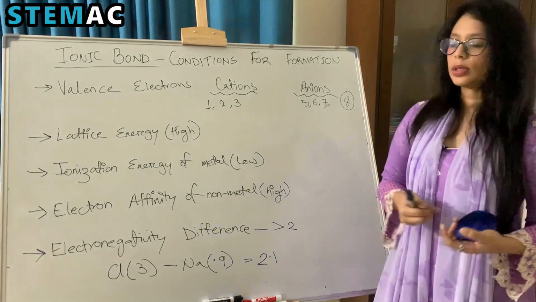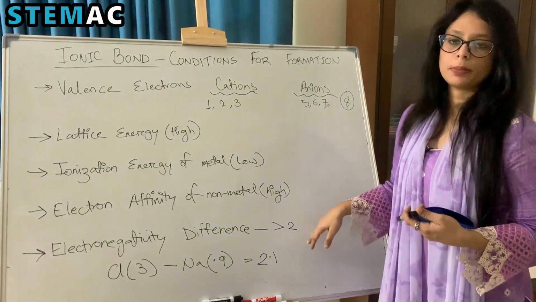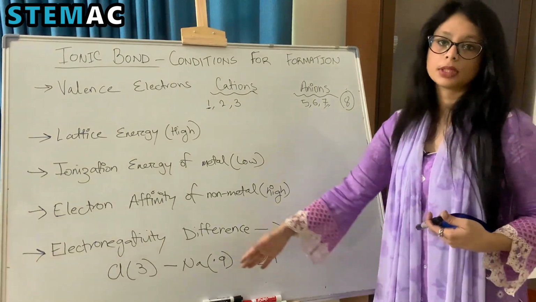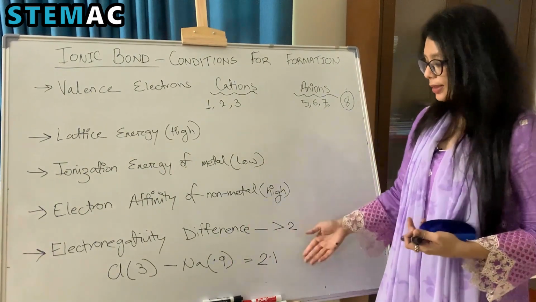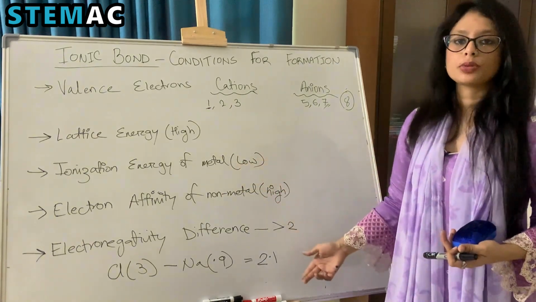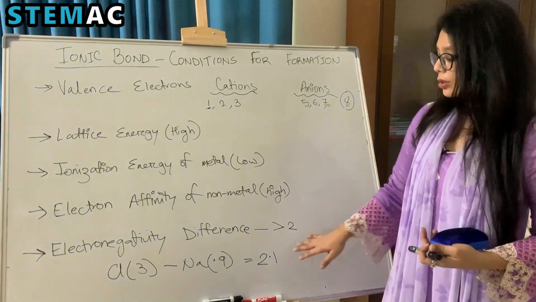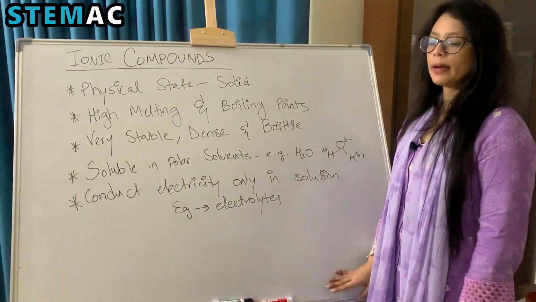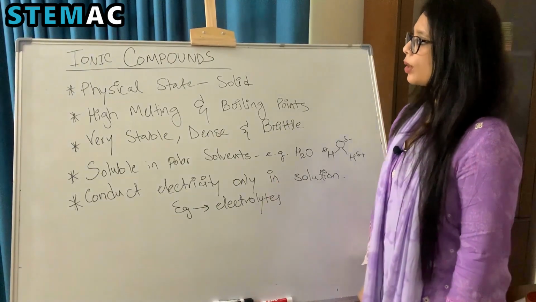And we already know that the electronegativity difference must be greater than 2. So from the calculation, it's evident that since the difference between the electronegativity values of chlorine and sodium is 2.1, which is greater than 2, they are able to form the ionic bond. Okay, now let's talk about the properties of the ionic compounds.